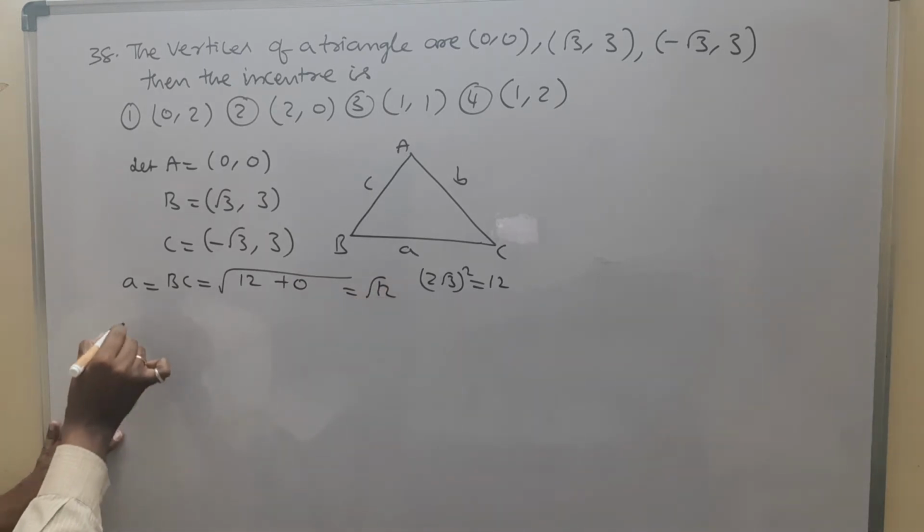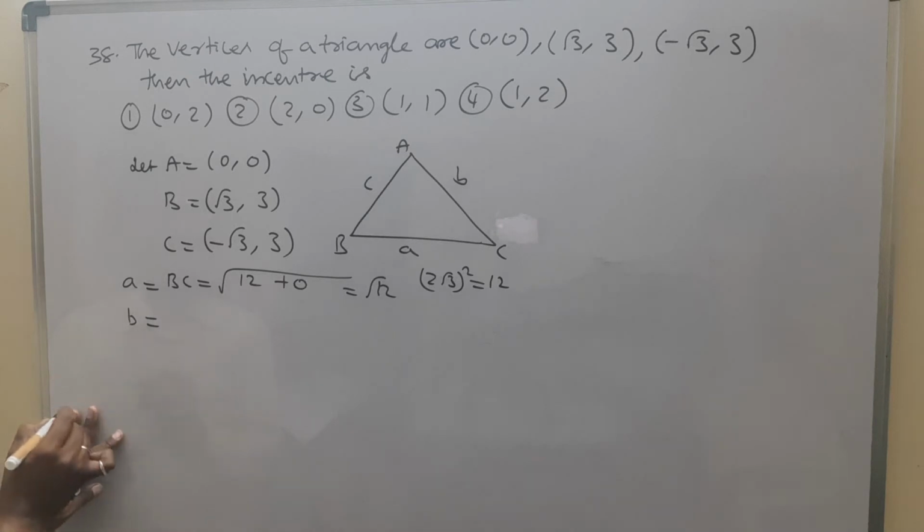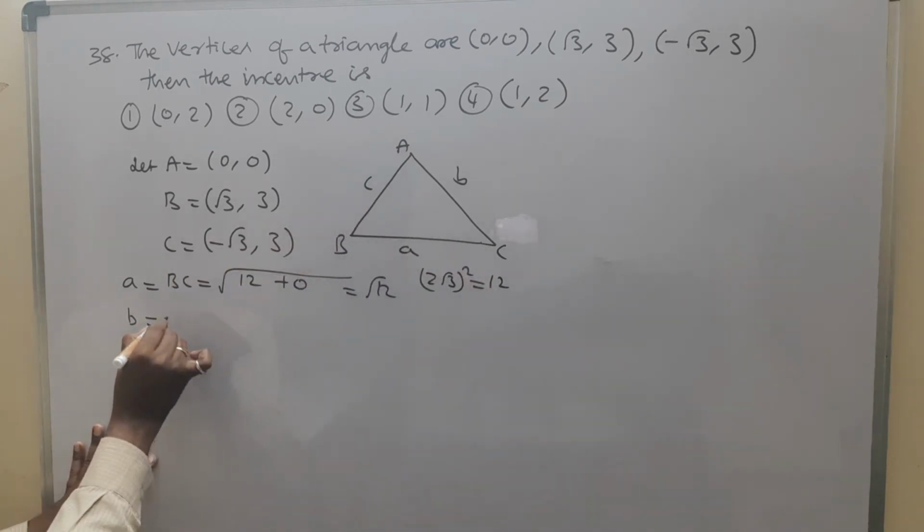Next, to find small b. Small b equal to AC distance.